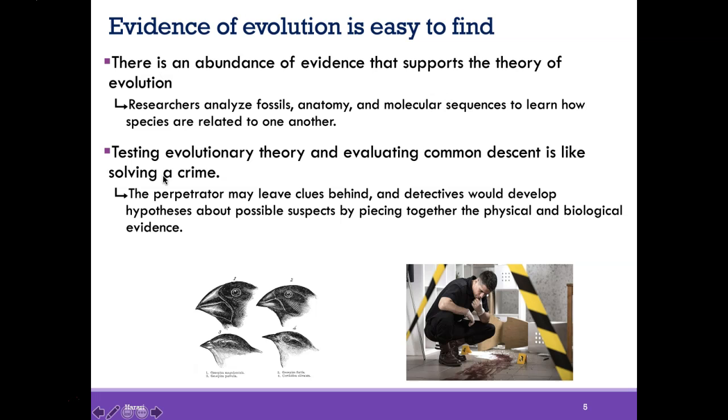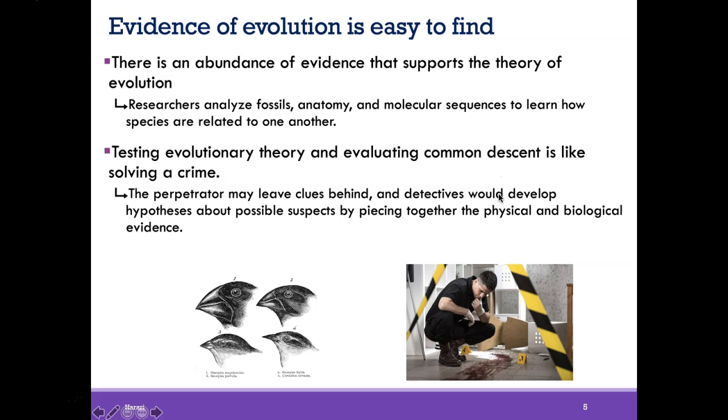So, for example, Darwin looked at evidence, not at a crime scene, but on the Galapagos Islands, and he saw finches and how they had different beaks that were suited to their natural environments. So that helped pave the way for natural selection. Right? And that could help explain how we come from a common ancestor.